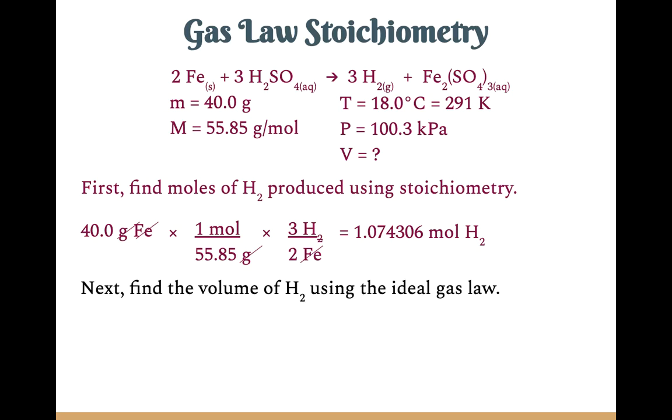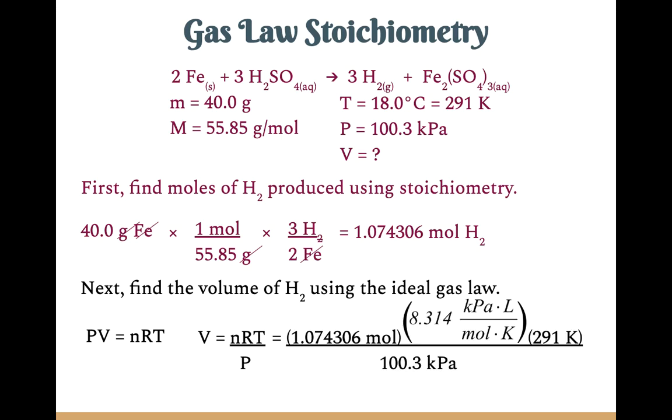Now that we have the moles, or the n, we can use the ideal gas law to find the volume. So PV equals nRT. We're trying to find V. So V equals nRT over P. And there we've plugged in all the numbers: 1.074306 moles times 8.314 kilopascal liters per mole Kelvin times our temperature of 291 Kelvin divided by our pressure of 100.3 kilopascals. So we get a volume of 25.9 liters. So that's our final answer.